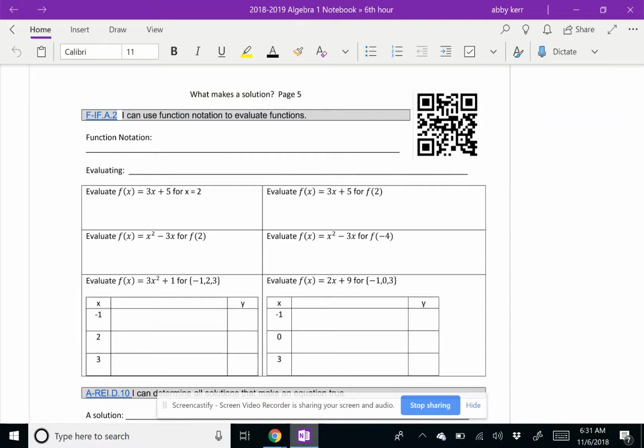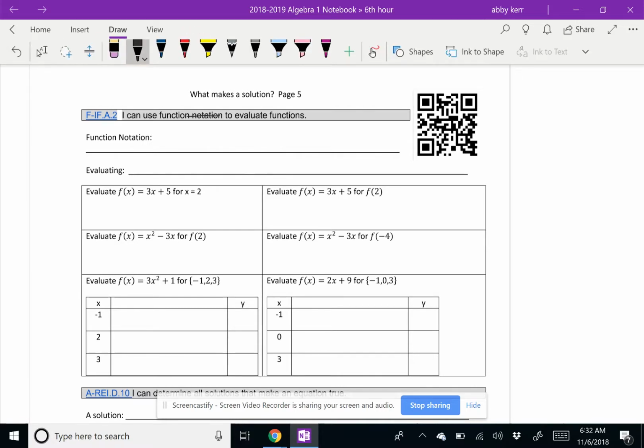For this video, it says, what makes a solution? So the first learning target is I can use function notation to evaluate functions. The first vocabulary word that we need to worry about is function notation. So that's just a way of writing an equation, but instead of y, you're going to use f of x.